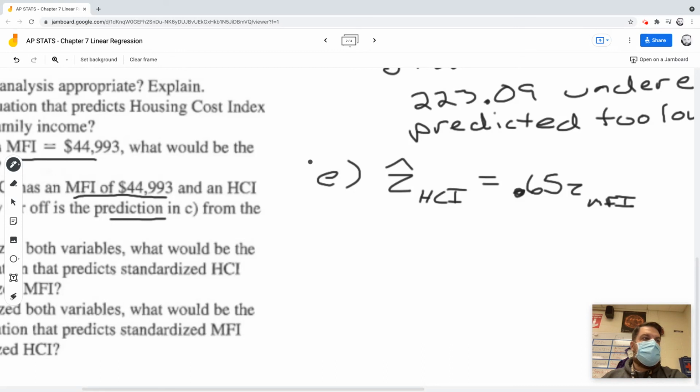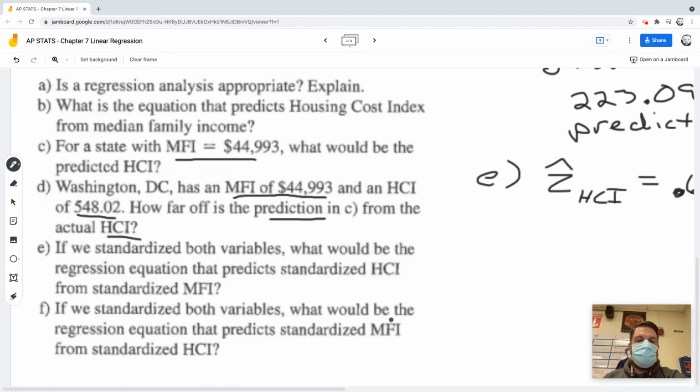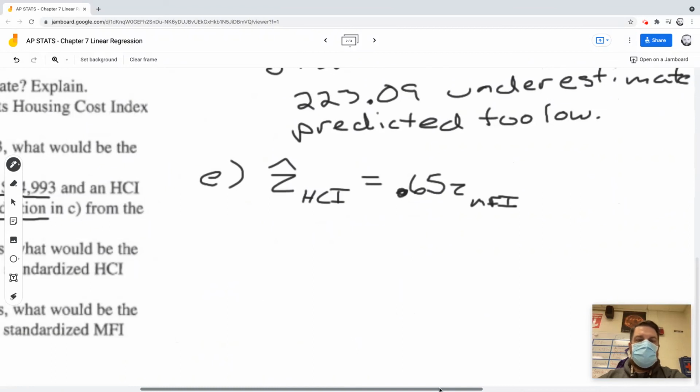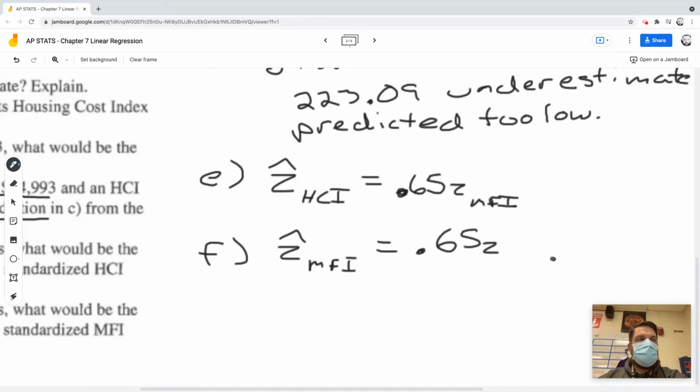And then for part F, it asks the same question, but now it says if we standardize both variables, what would be the regression equation that predicts the standardized median income? And it's the same thing except we flip-flop it. So for F, the slope of the regression line relates to z-scores, so the regression equation would be z hat of the median family income is equal to, actually the same exact thing, 0.065 times the z-score of HCI.